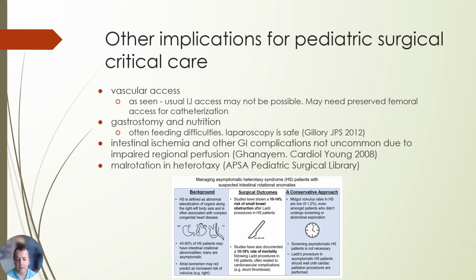And here's a visual abstract where there's a 40 to 90% rate of malrotation or intestinal rotation abnormalities in patients with heterotaxy. However, these don't seem to have the same risk of volvulus, but they do have higher rates of both small bowel obstruction and mortality from the surgery from a Ladd procedure. And so the recommendation is currently not to screen asymptomatic patients with heterotaxy. And if you do end up getting a study showing malrotation, if they're asymptomatic, wait until cardiac palliation procedures have been performed to perform that Ladd procedure.